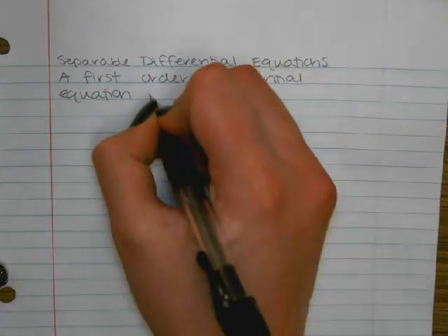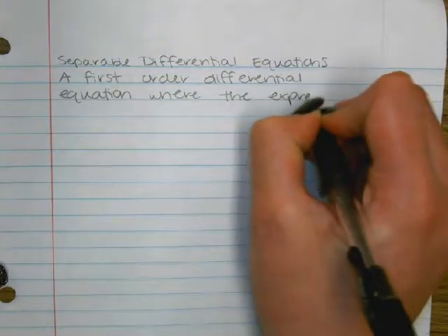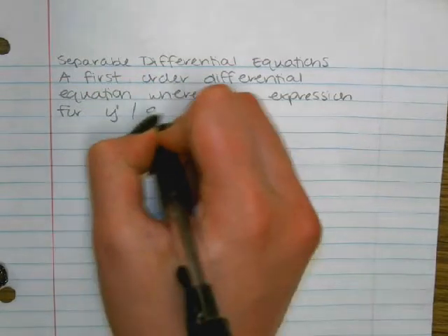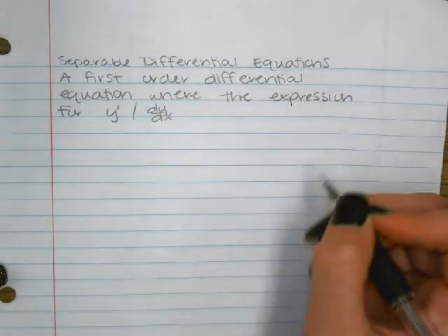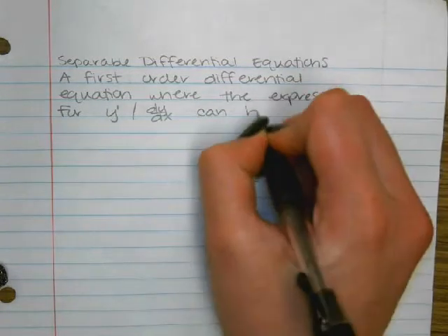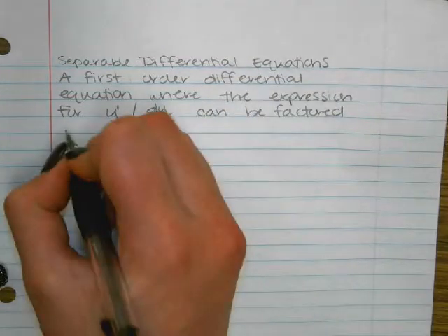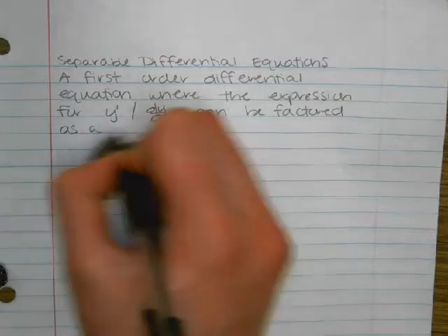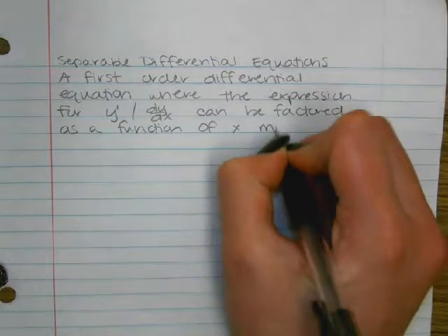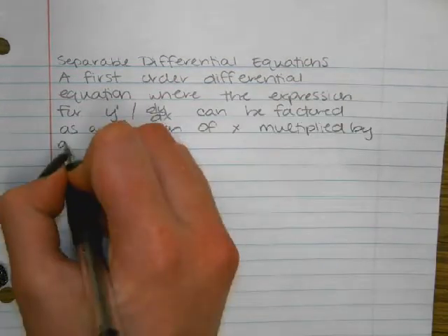Where the expression for y prime or dy dx, you're going to see it written both ways, can be factored as a function of x multiplied by a function of y.